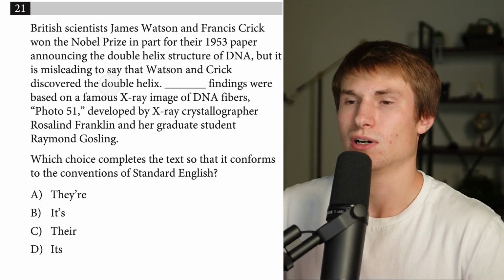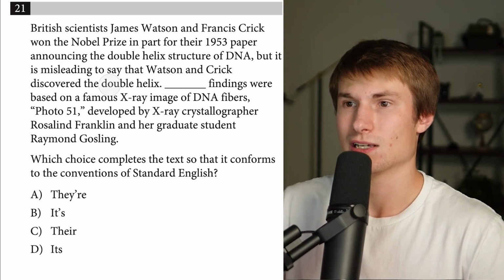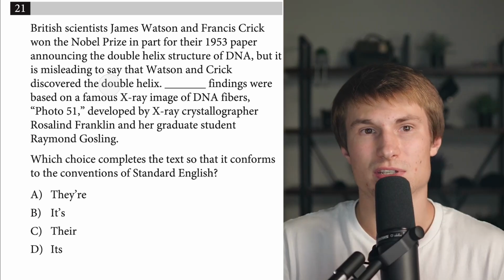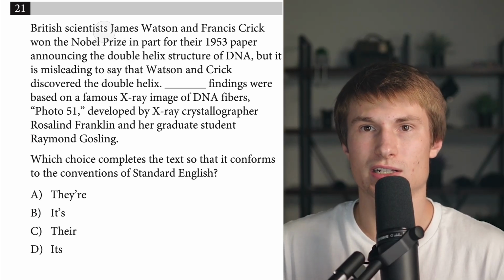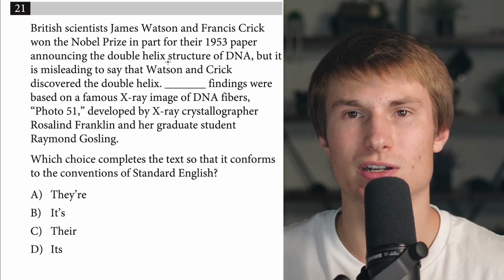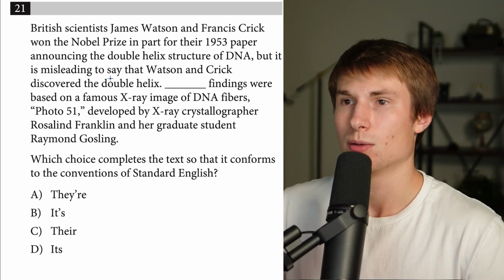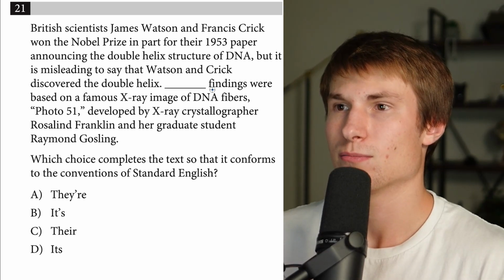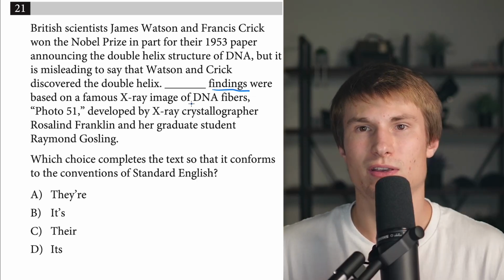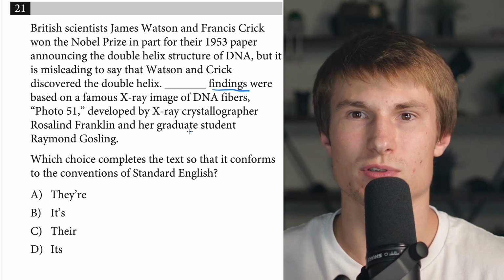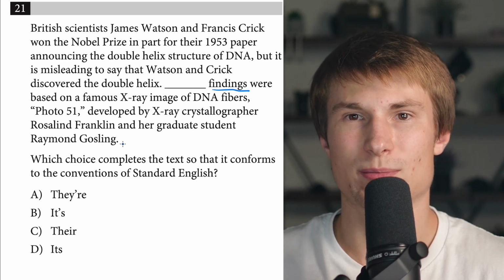We'll go through, we'll identify what we're looking for. In this case, we're looking for the number of our subject and whether it is possessive. So we've got: British scientists James Watson and Francis Crick won the Nobel Prize in part for their 1953 paper announcing the double helix structure of DNA, but it is misleading to say that Watson and Crick discovered the double helix. And then we have blank's findings were based on a famous X-ray image of DNA fibers, photo 51, developed by X-ray crystallographer Rosalind Franklin and her graduate student Raymond Gosling.